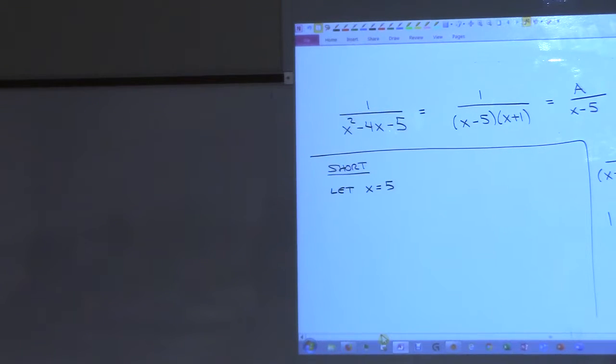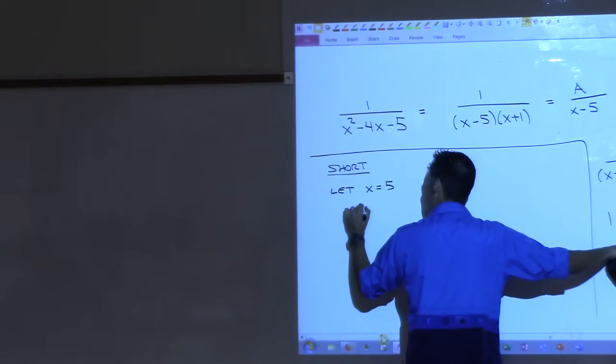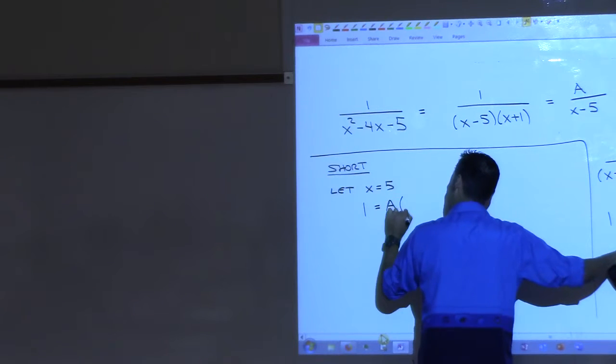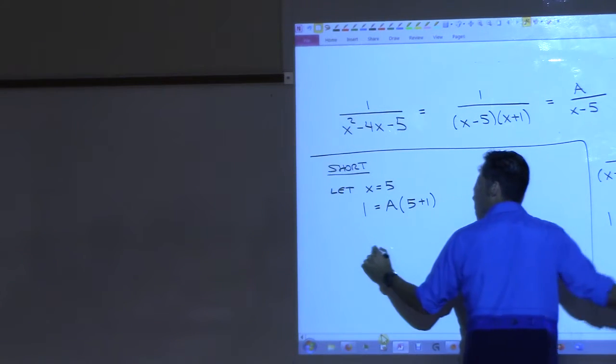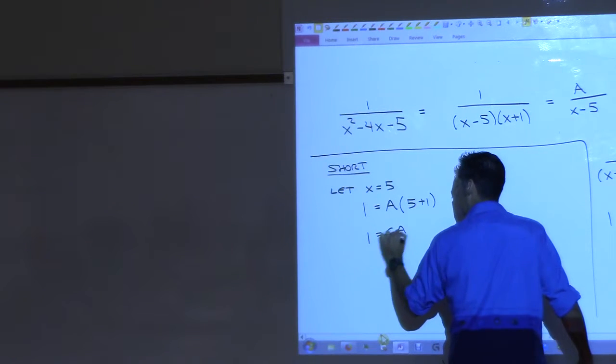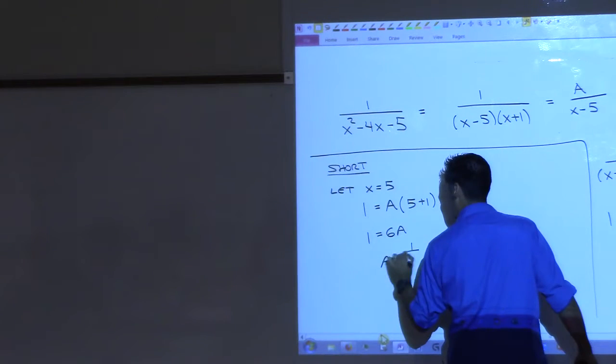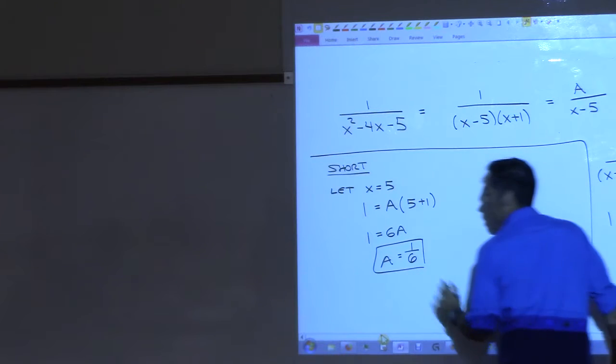I'm just going to let x be what I want it to be, okay? Let x be 5. Now, I chose 5 because that'll make that 0, right? So I have to replace all my x's with a 5. And do you see what it does? If x is 5, I get 1 equals a times what? 5 plus 1? So 6. And then that's just 1 equals 6a. So what's a? 1/6. Okay, I know what a is now, right?